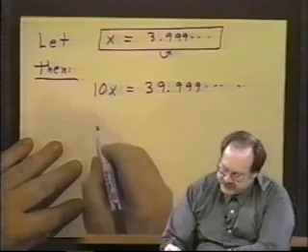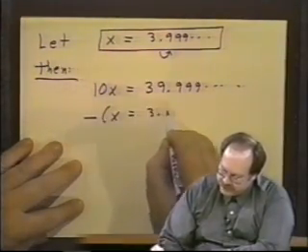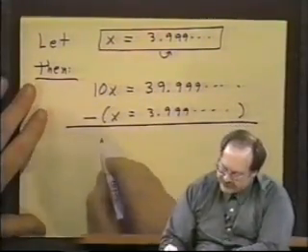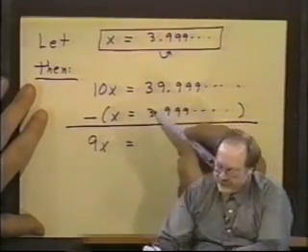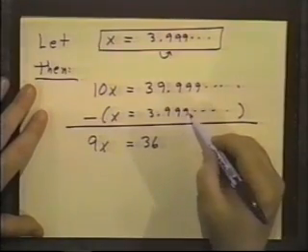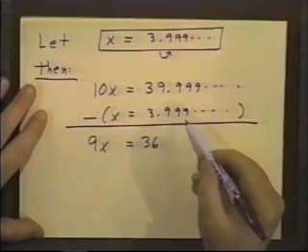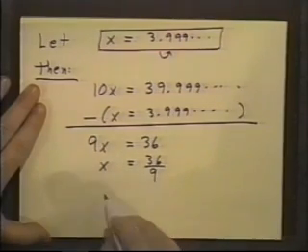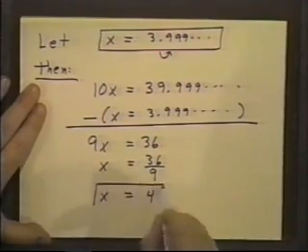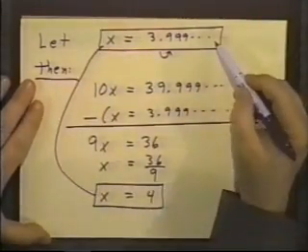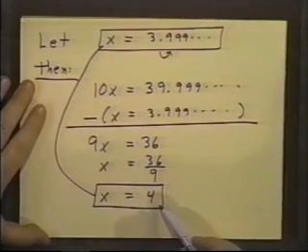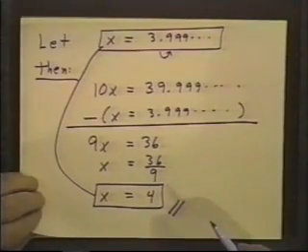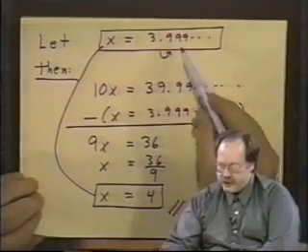Now, from this 10x, let me subtract the x number, which is 3.999 out forever. On the left, 10x minus x gives me 9x. On the right, 3 from 39 gives me 36, and the 0.999s cancel each other out. They subtract away. So 9x equals 36, x equals 36 over 9, but 9 goes into 36, so x equals 4. And look at that. x started out being 3.999, and now I've got x equal 4. That means those two numbers are the same. Surprisingly. So that's an ambiguity of our decimal system, where two numbers can appear to be different.